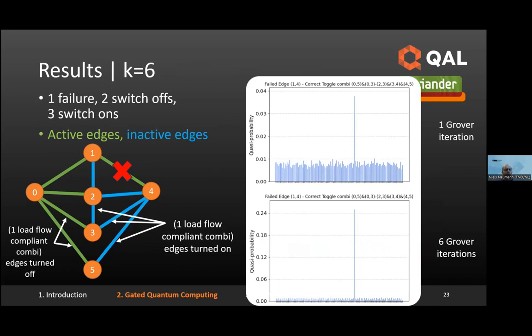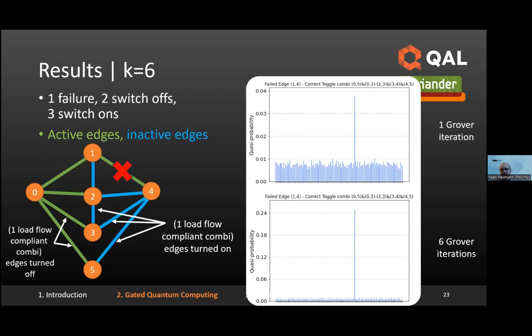If we then increase the problem, so we go to KS6, in this case we have three active edges that we want to turn off and three inactive edges that we want to turn on. With the arrows, we indicated what the valid option is. Then we see that after one Grover iteration, with the highest probability, we find the valid reconfiguration. Even though this is the highest probability, it's still very, very small. So in practice, you would need to rerun the algorithm often.